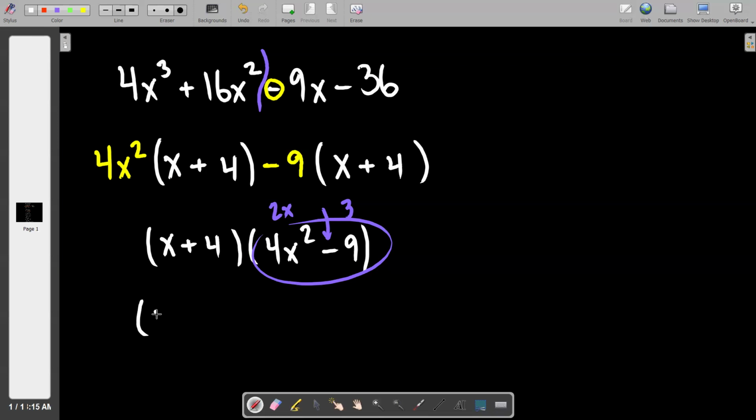So my final answer consists of the one we had before, and then what are my other two factors? 2x plus 3, 2x minus 3.